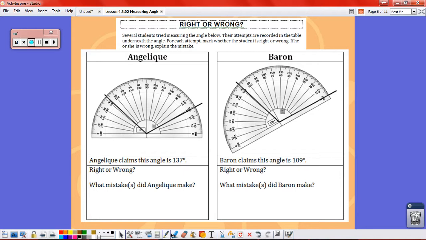When Angelique measured this angle, she got 137 degrees, which we already know is wrong because it's not 109. It's pretty far off. The question is, what mistake did Angelique make? And I put this to the class. But basically the idea here is the 0 point is lined up, but the 0 edge isn't lined up. Her angles are just going off every which way. So she didn't line up the 0 edge.